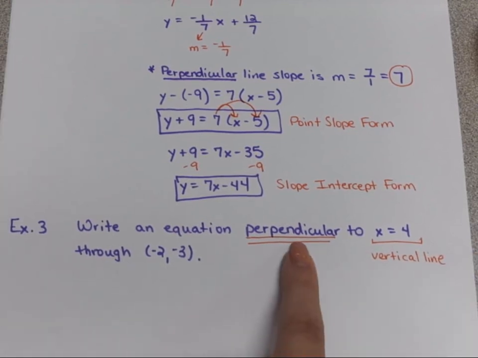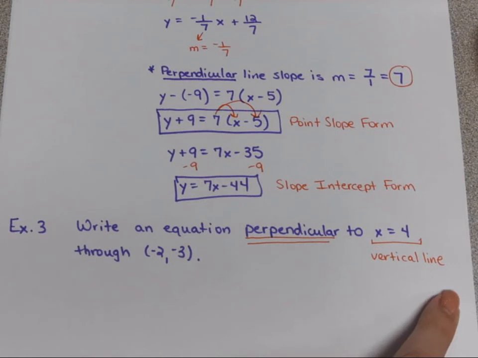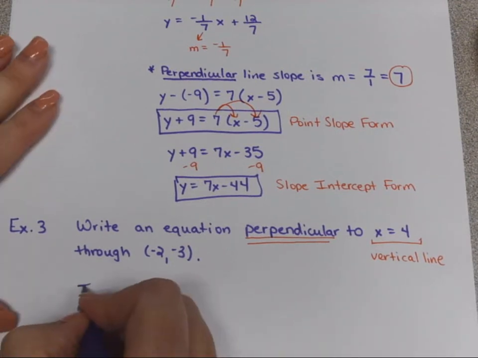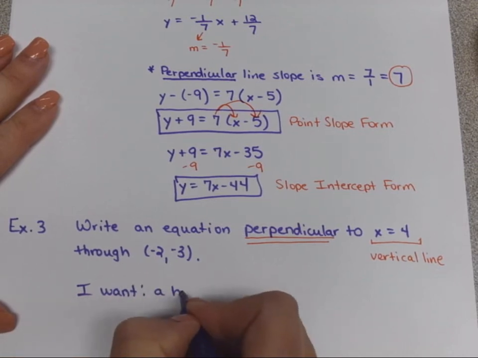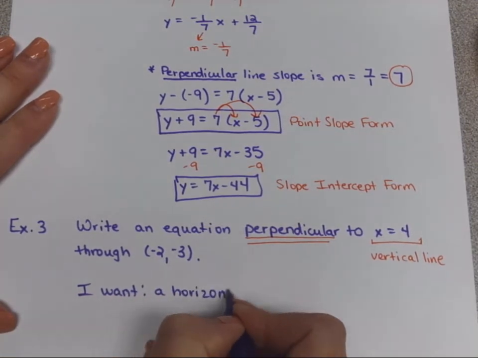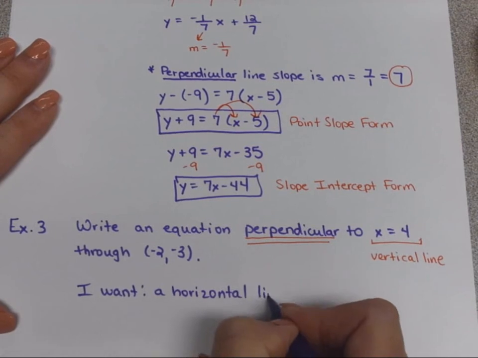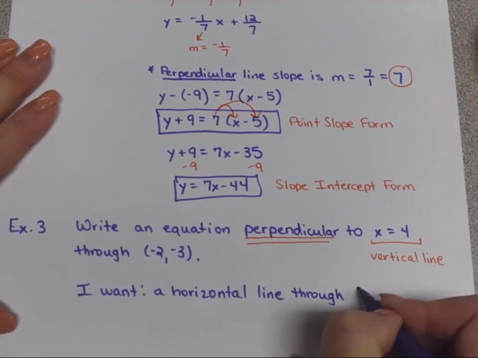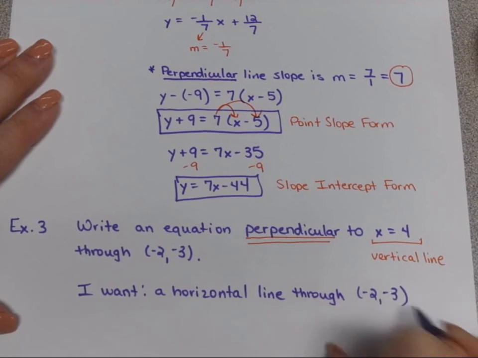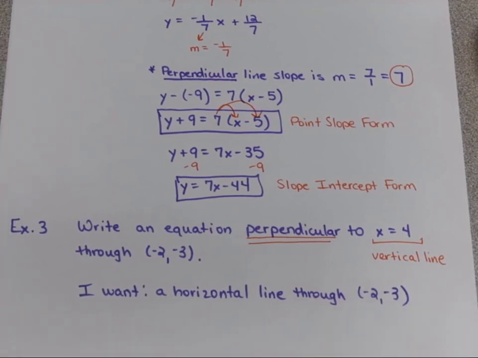I want the perpendicular line to a vertical line. Okay? What is perpendicular to a vertical line? A horizontal line. So what I want, right? I want a horizontal line, since it's going to be perpendicular to what I started with. I want a horizontal line through the point -2, -3. Okay? So let's not overthink that.